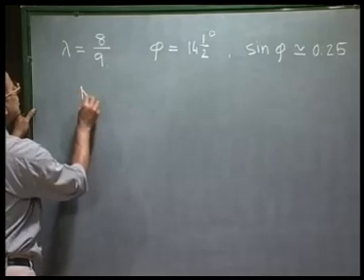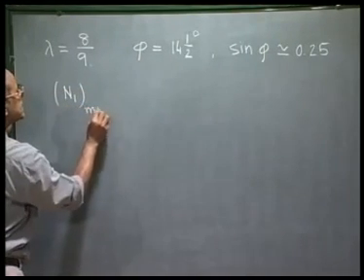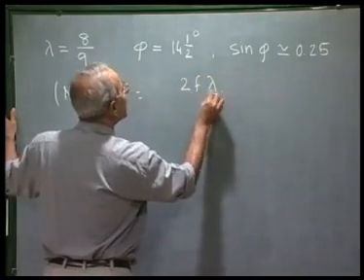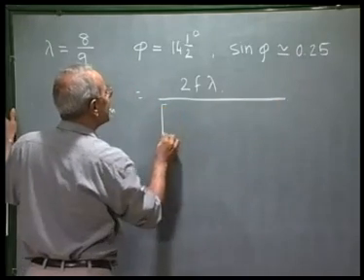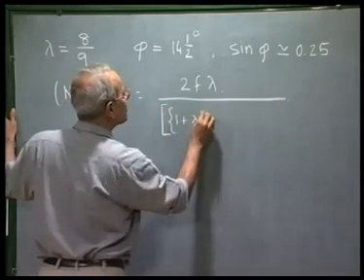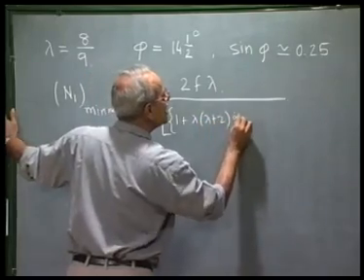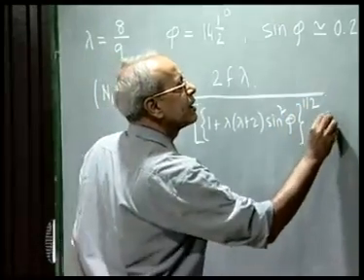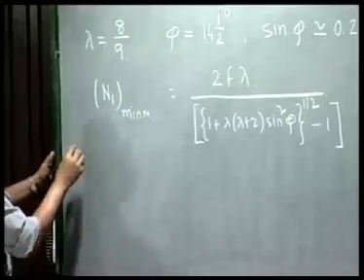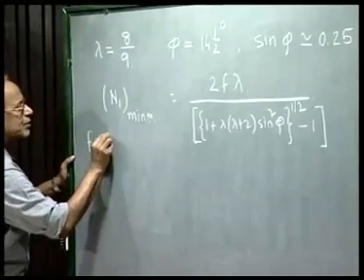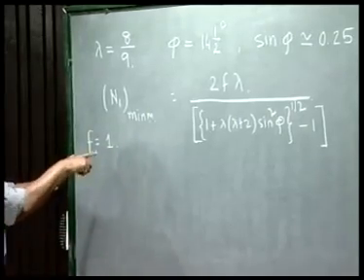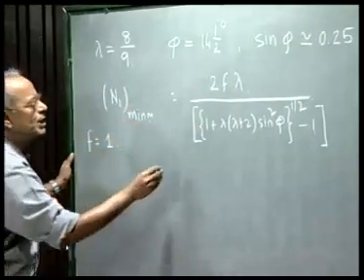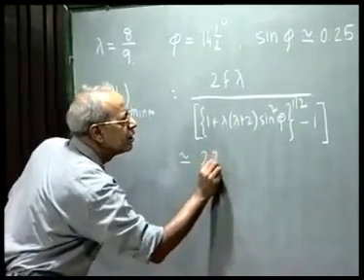If you remember, the expression for N1 minimum was given as 2f lambda divided by 1 plus lambda into lambda plus 2 sin squared phi square root minus 1. Now f, the most usual value is 1, so let me say f is taken to be 1. If I put f equal to 1, lambda equal to 8 by 9 and sin phi equal to 0.25, N1 minimum from this expression turns out to be 22.94.